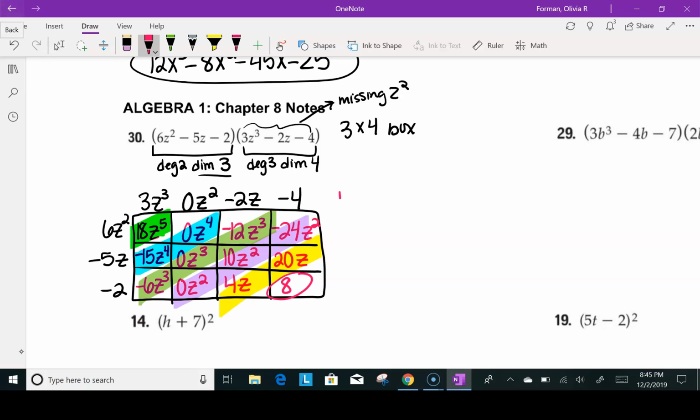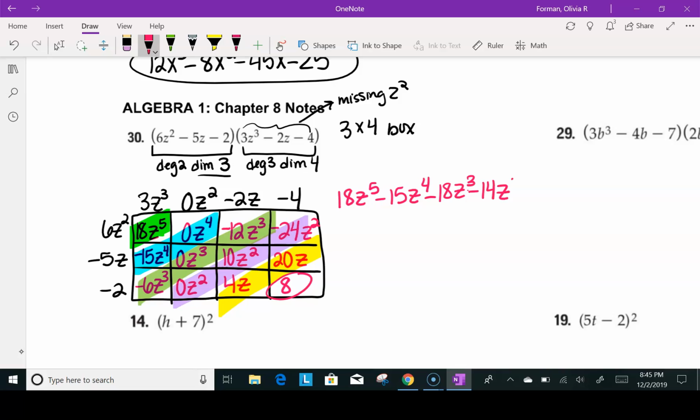Okay, so we get an 18z to the 5th. Negative 15 plus 0 is going to be just negative 15z to the 4th. Negative 6 plus 0 plus negative 12, we're going to get negative 18z cubed. Moving on to the purple diagonal, 0 plus 10 minus 24. 10 minus 24 would be negative 14. 4 plus 20 is 24. And then we have that plus 8.